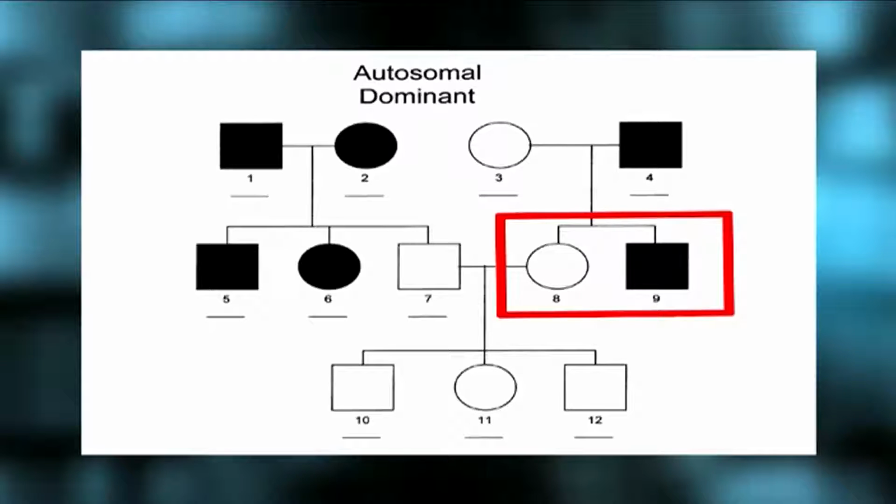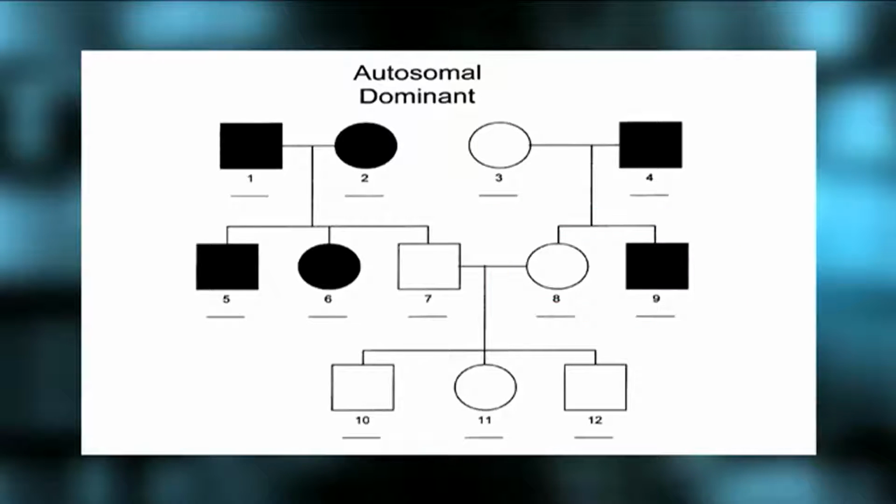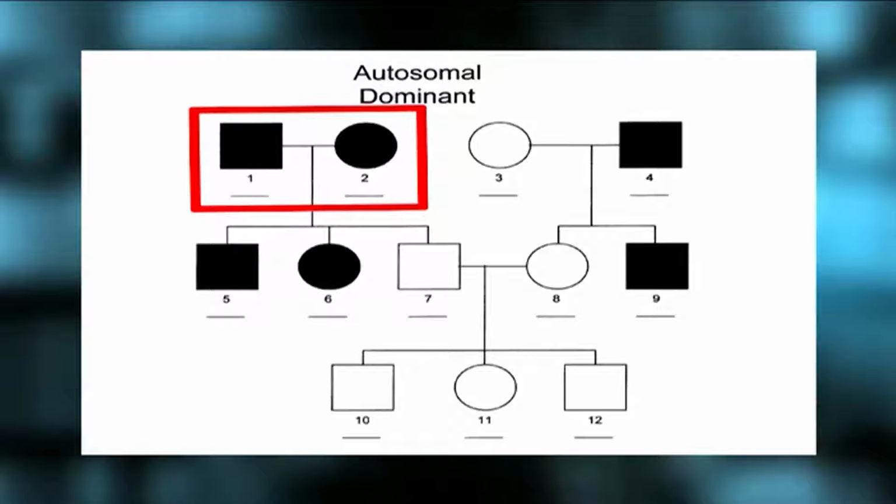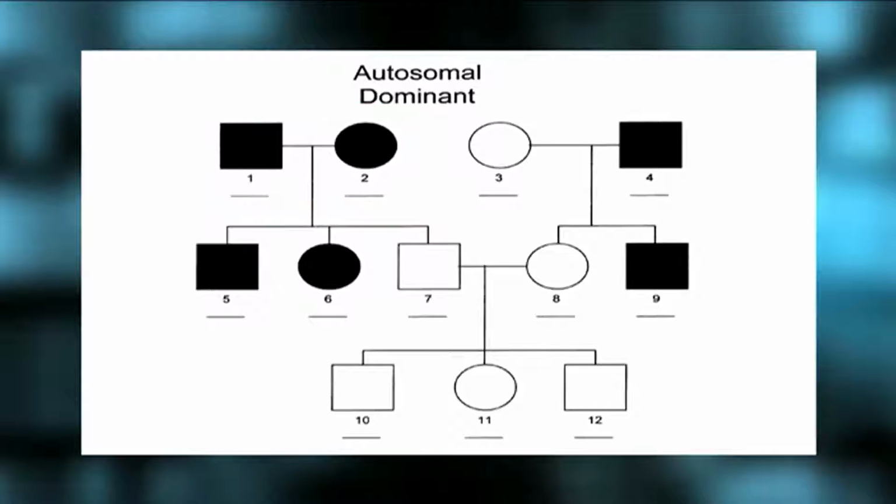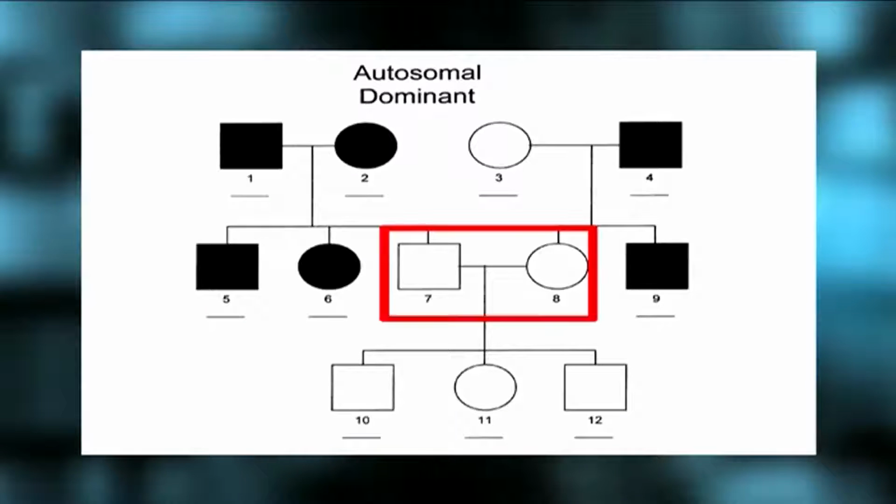Approximately half of the offspring will be affected. If both parents have the trait and are homozygous, approximately 3/4 of the children will be affected. Unaffected people do not transmit the trait to their descendants, provided that the trait is fully penetrant.